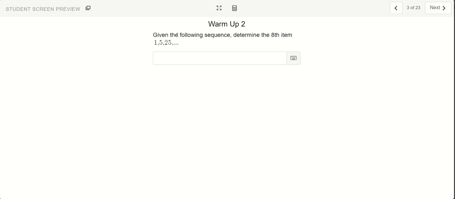Similarly with the last one, instead of adding, this one's a multiplying pattern. Notice that I'm starting off with 1. That's the first thing on my list. And then I'm going to do times 5. You see I'm at the 2nd number on my list. Then times another 5, I'm at the 3rd item on my list.